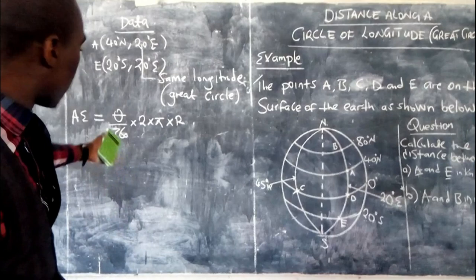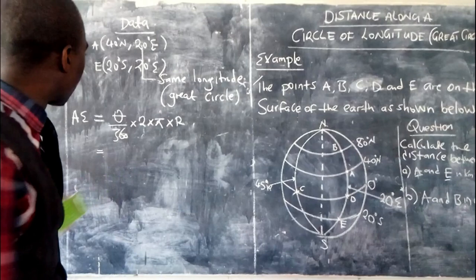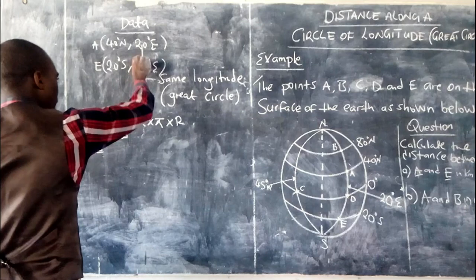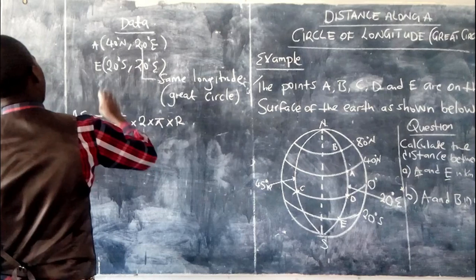We said this theta here is simply the difference in degrees. So since it is the difference in degrees, we are now going to work with the latitudes. These ones are the same, you can't subtract them. They are just there to help you identify what you are dealing with. Then this and this, like we said, the signs here are different.